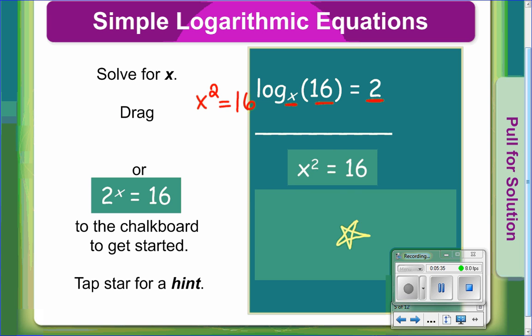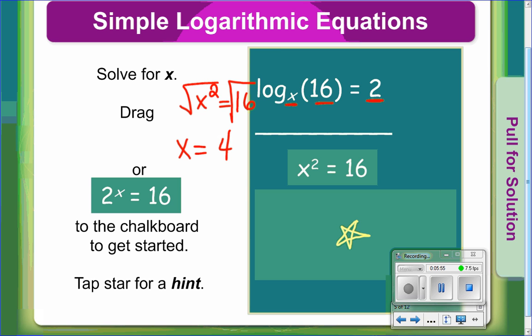Squared equals 16. So we can take the square root of both sides, and you have x equals 4. And you might be thinking in your head, hey, wait a minute, x equals positive or negative 4 because we took the square root of both sides.